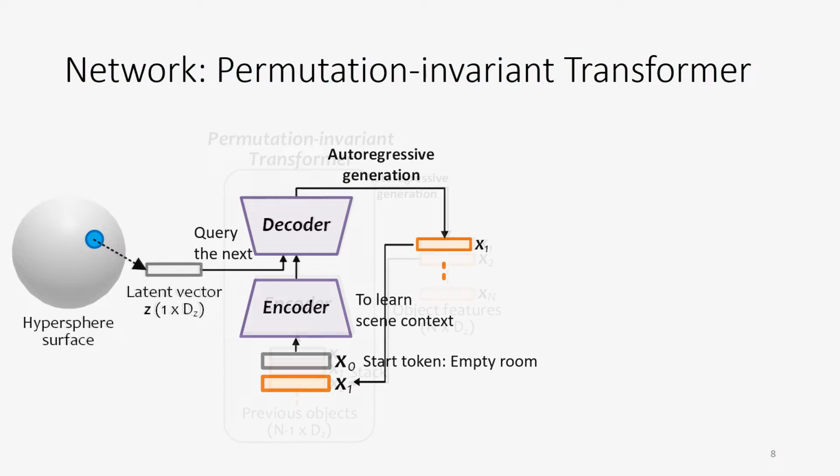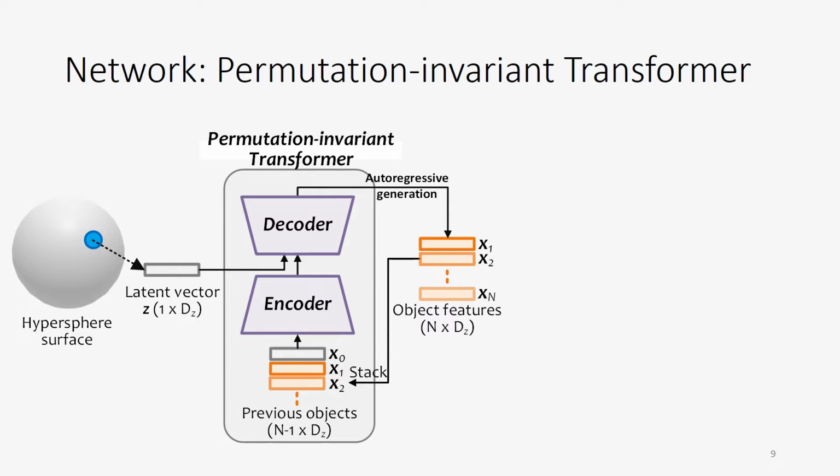We design our transformer to be permutation-invariant because objects in a scene are an unordered set where each permutation should not influence the generation of new objects. We loop this process autoregressively to generate a sequence of object features.